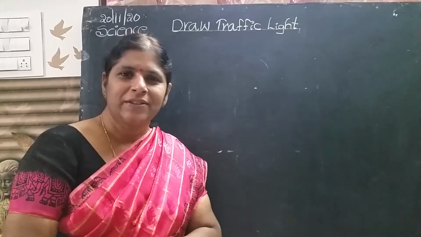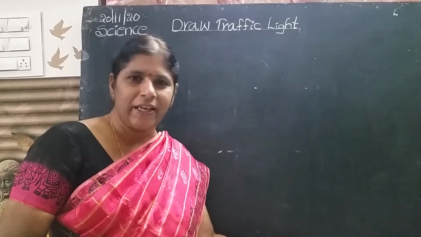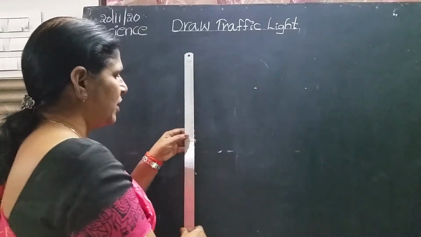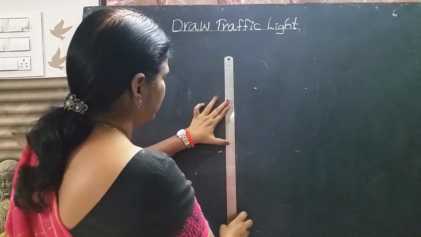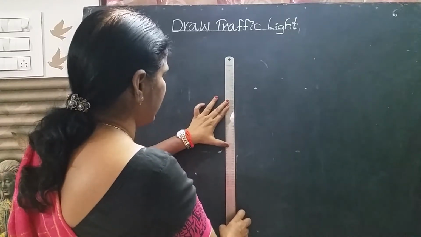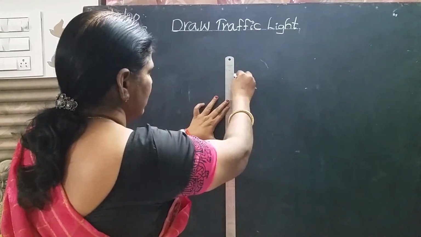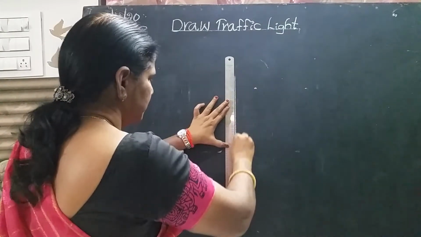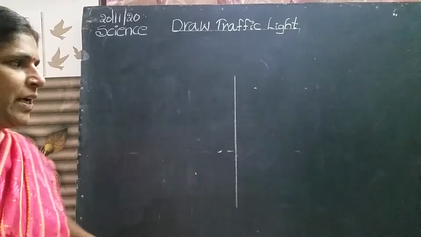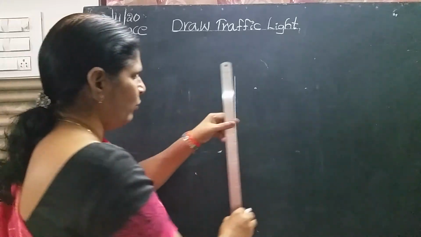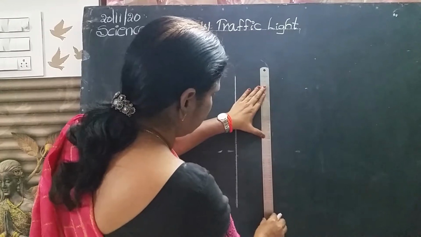Shall we start the diagram? Okay, you take the things. Take one long scale, amma. Draw a straight line like this. Okay, draw one straight line like that and one more straight line.